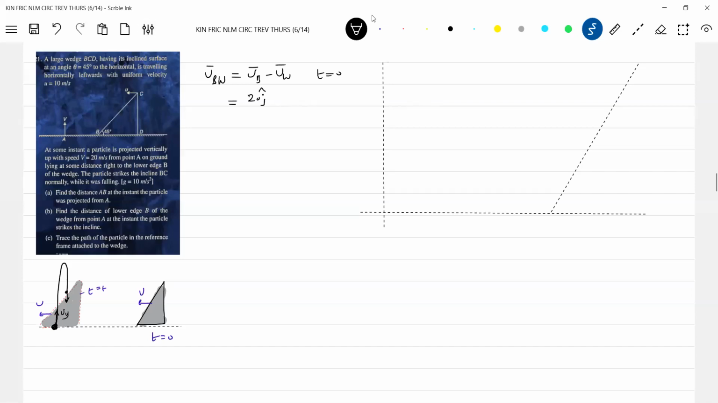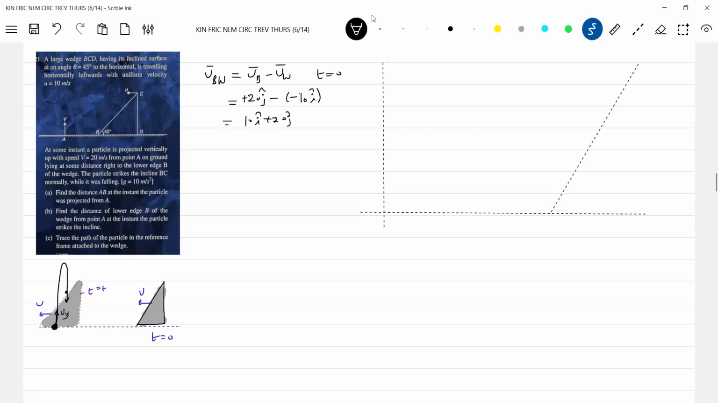Just wait, I'll send my kit. Now this will be 20 j cap. Velocity of wedge will be minus of plus 20 j cap minus of, what is the velocity of wedge? Anyway, it is 10 i cap. So how will it be? 20 and 10 i cap.